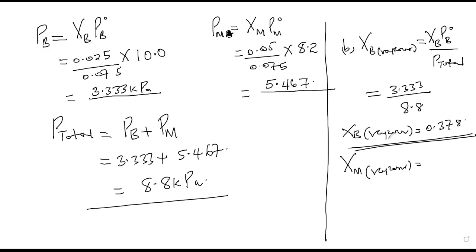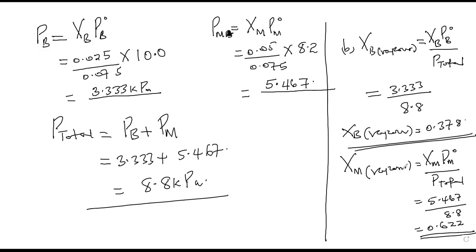Now, for methylbenzene, XM, the composition of methylbenzene in vapor, is also equal to the mole fraction of methylbenzene times the partial pressure of methylbenzene in its pure state over P total. The upper one is 5.467 divided by P total, which is 8.8. And this is going to give us 0.622.